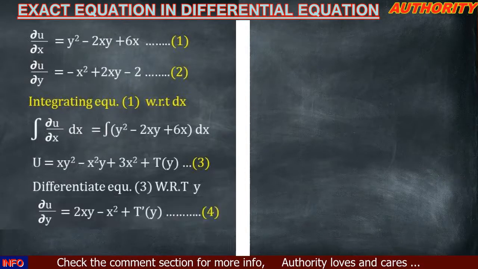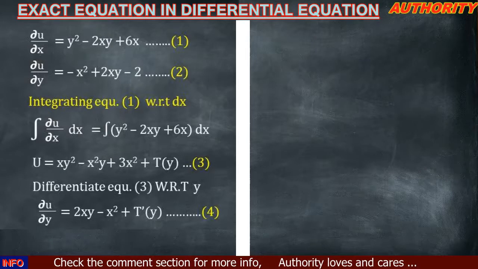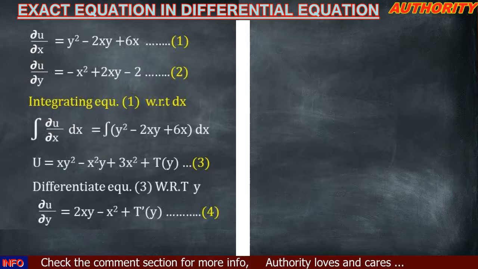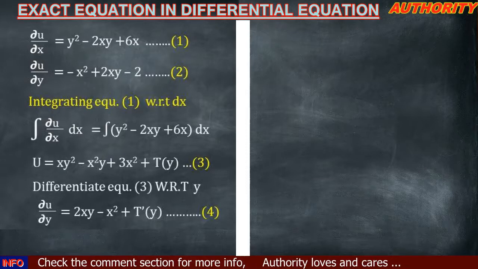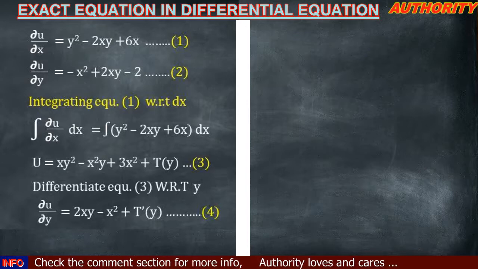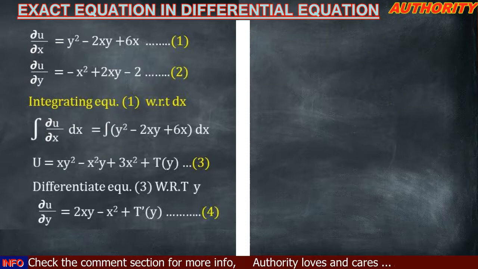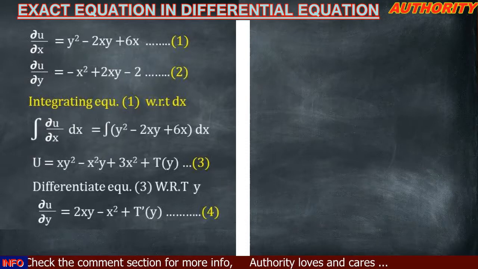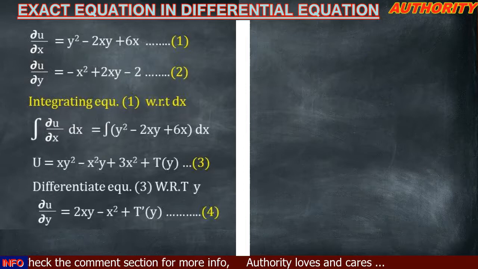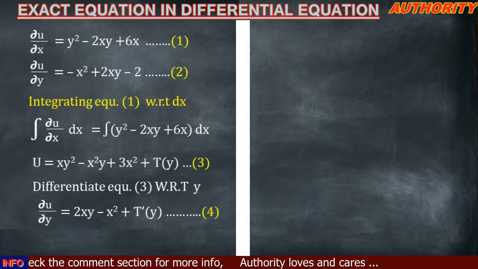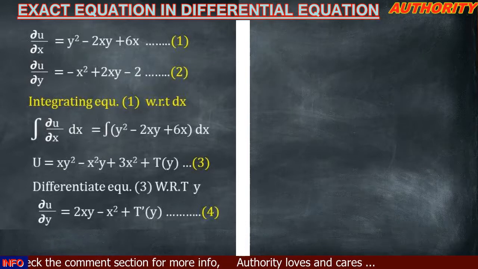Okay, so that means we're going to say the partial derivative of u with respect to y is equal to, when we differentiate xy squared with respect to y, what is it going to give us? It's going to give us 2xy. Then we have minus, when we differentiate x squared y with respect to y, it is going to give us x squared. Then we have minus x squared, right? Plus, when we differentiate 3x squared with respect to y, that means this 3x squared is constant. So we're going to have 0.